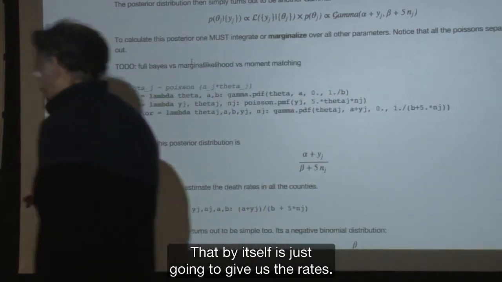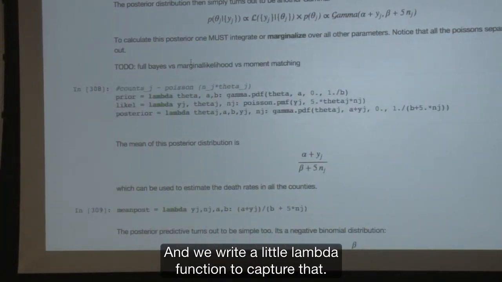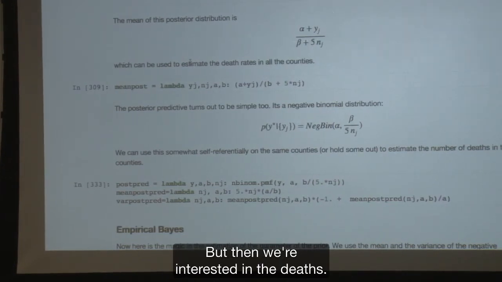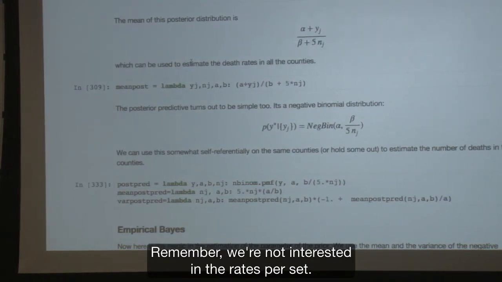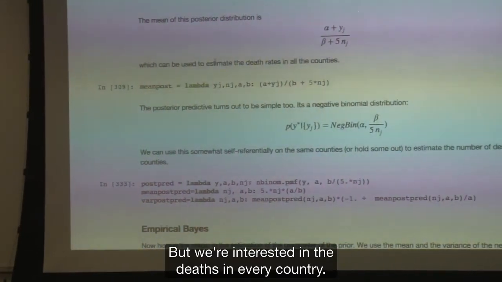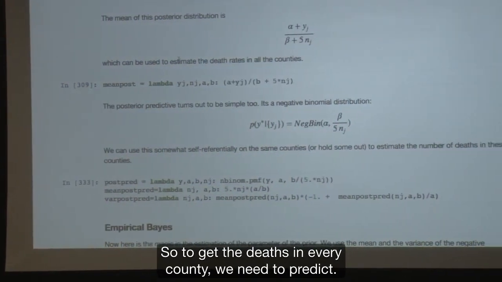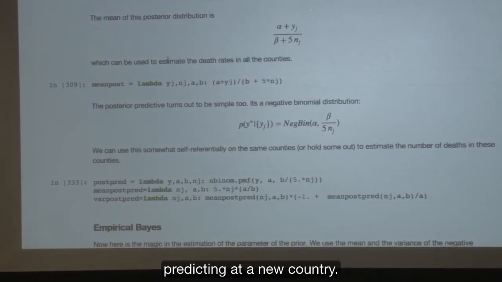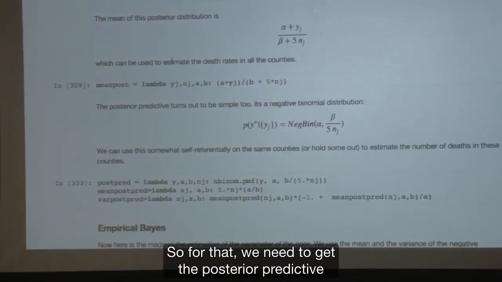That by itself is just going to give us the rates, and we write a little lambda function to capture that. But then we're interested in the deaths. Remember, we're not interested in the rates per se, but we're interested in the deaths in every county. So to get the deaths in every county, we need to predict. So let's, for a second, think like we're predicting at a new county. For that, we need to get the posterior predictive distribution.